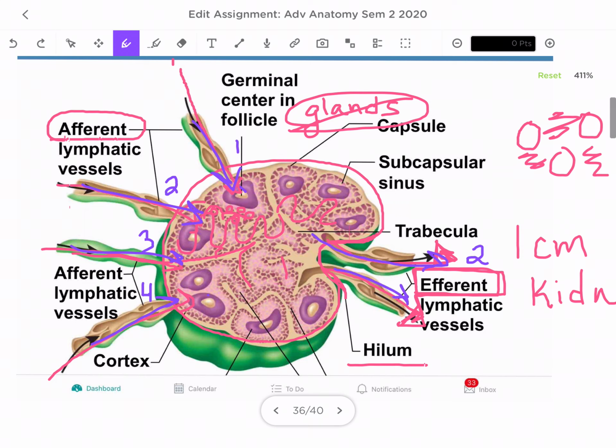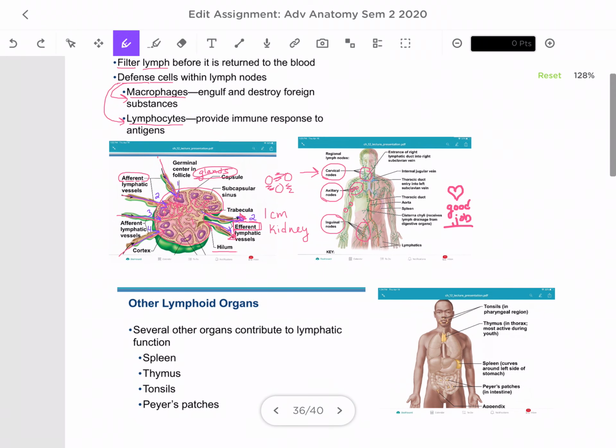So the fluid has to stay in here for a while, and that gives it the chance to go through all these cells that could identify something foreign. So it stays in here, and it's just based on the ratio of how many afferent vessels there are to efferent vessels. So once the fluid is all cleaned, it leaves and it comes back and it gets put back in the blood through the subclavian vein.